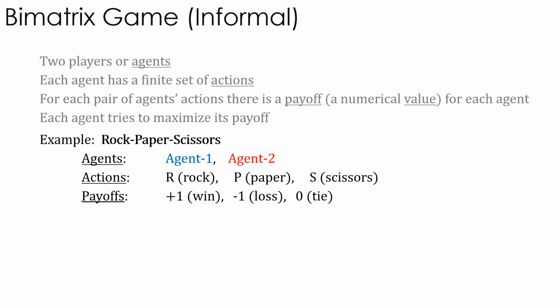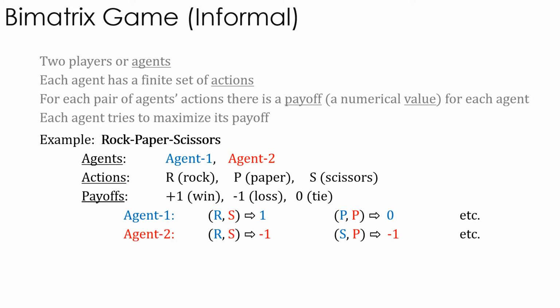Here's an example. Rock, paper, scissors. There are two agents in this game. Agent 1, who will be colored blue, and Agent 2, always shown in red. The three possible actions available to each agent are rock, paper, and scissors. And the payoffs are +1 for winning the game, -1 for losing the game, and 0 in case of a tie.